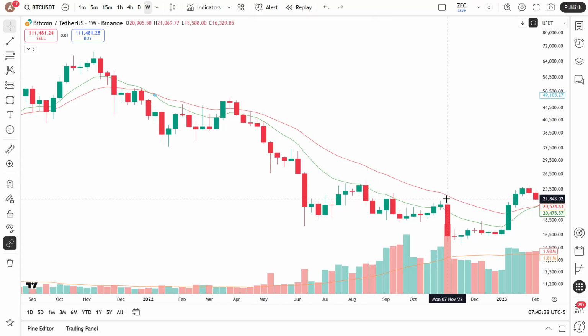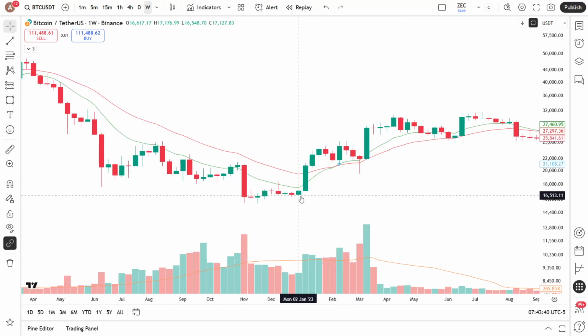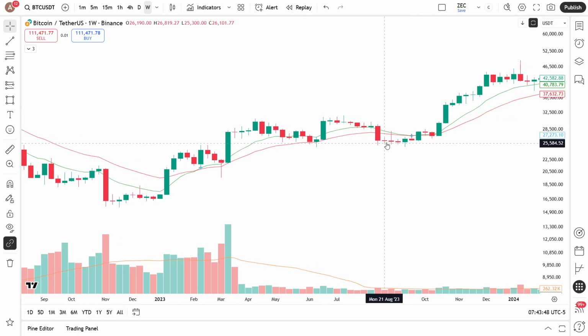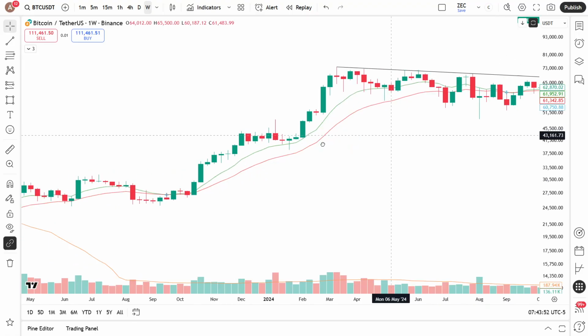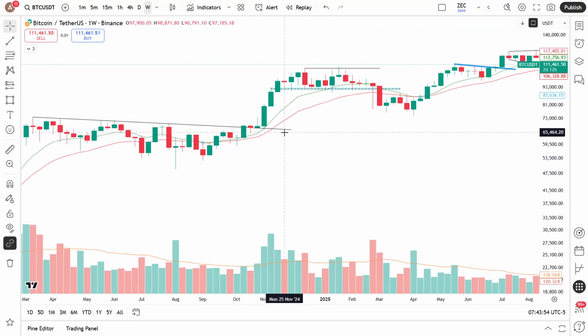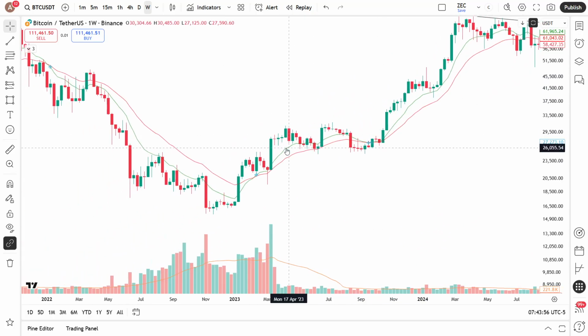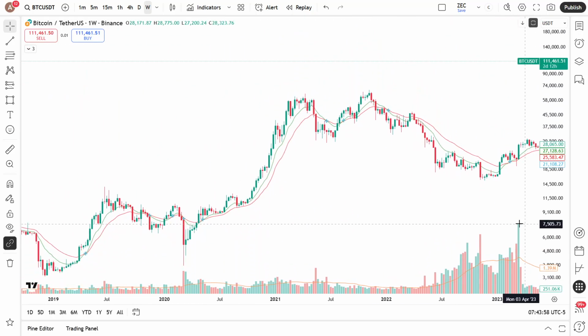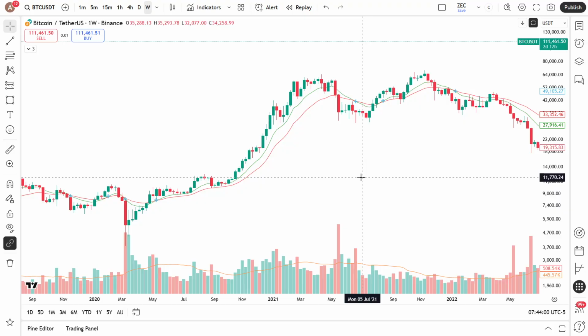Resistance, resistance, resistance here. Finally, it reversed, consolidated here for a long time, broke out, and now it's support. Support. Chopped around here, broke out again. Support, support, chop, breakout, right? So, a trend and its duration.